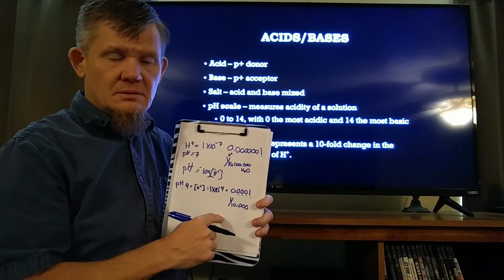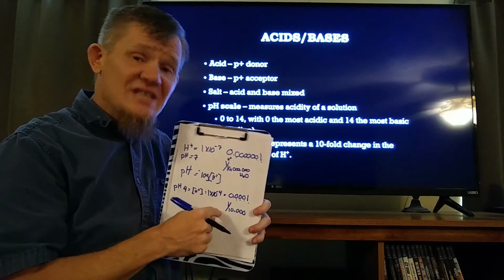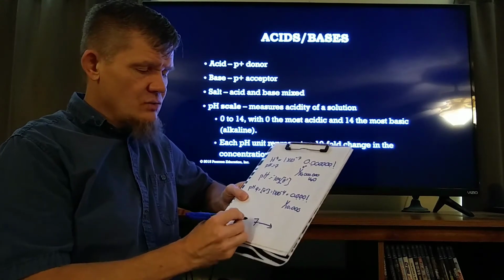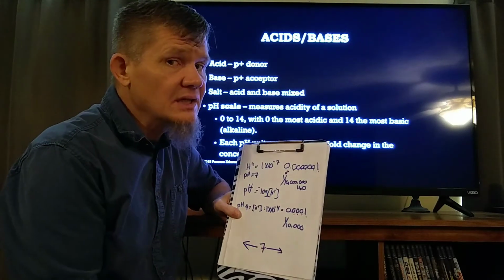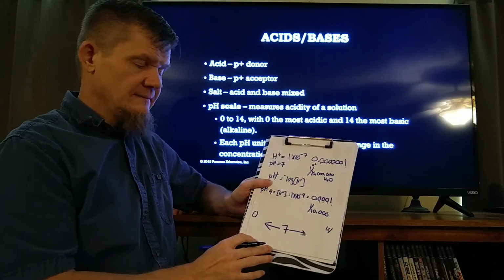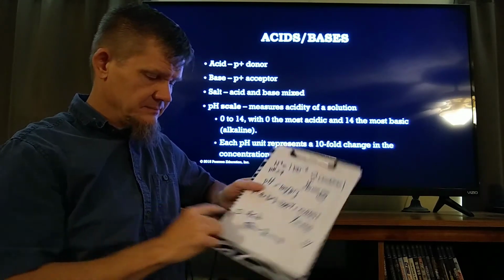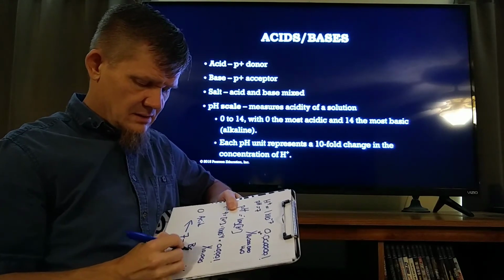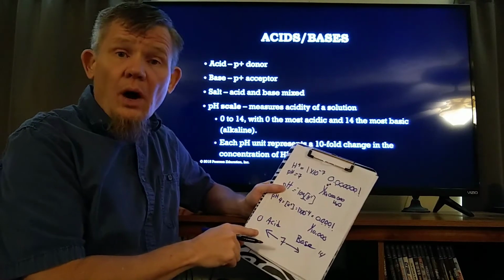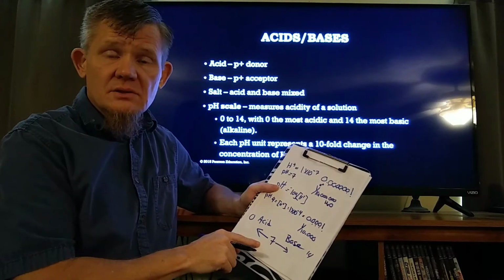pH measures the acidity of a solution. pH 7 is neutral. The further away you go from 7, the worse it is. And the pH scale runs from 0 to 14. So if it's below 7, it's an acid. If it's above 7, it's a base. Now, pH 1 obviously would be really acidic and would burn you, right? You wouldn't want to touch that.